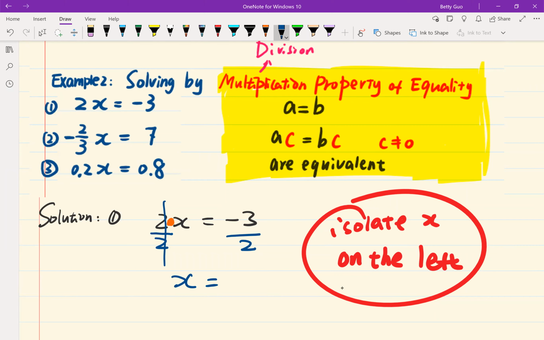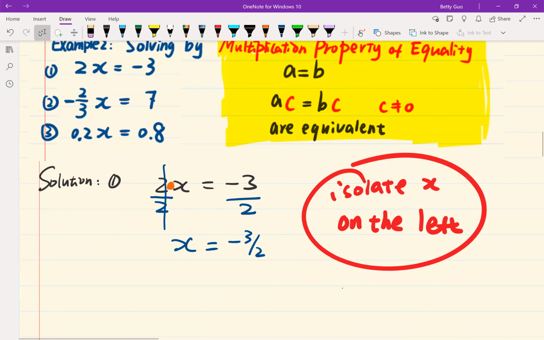On the right-hand side, we have a negative 3/2. Here we go. That's the solution. Is that doable? Pretty straightforward, right? Yeah, I believe everybody can do that. Very simple thing. Any questions so far? Number 2.